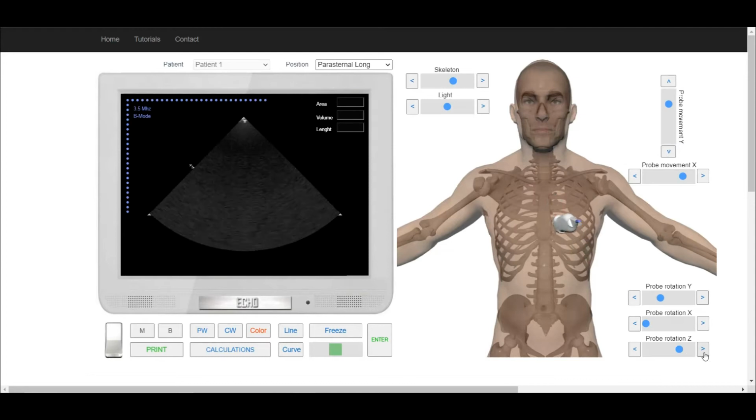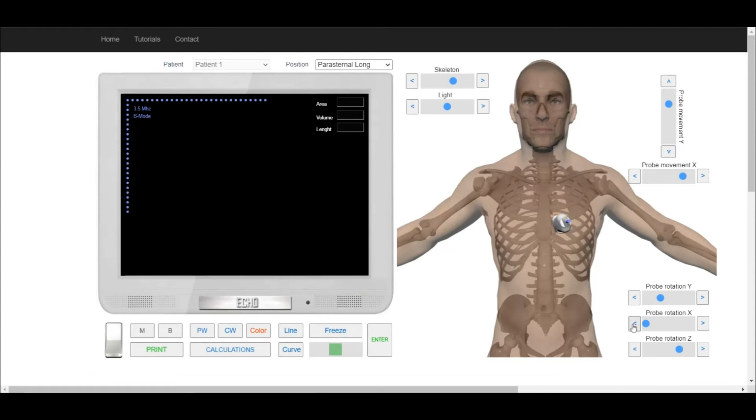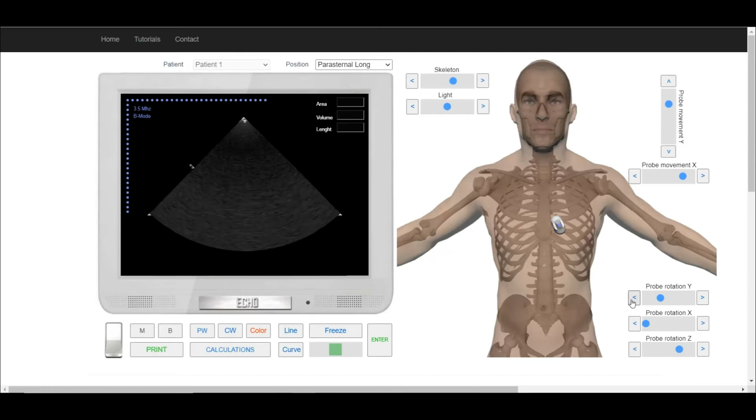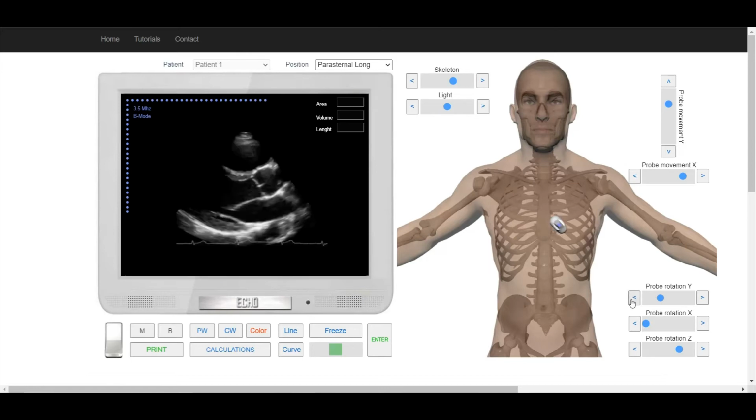To obtain the short axis at the level of the aortic valve, first we have to obtain the long axis of the left ventricle. The red marker of the transducer points somewhat towards the right shoulder. The exact orientation depends on the axis of the patient's heart.